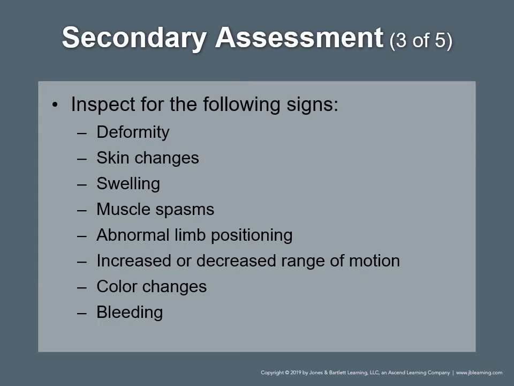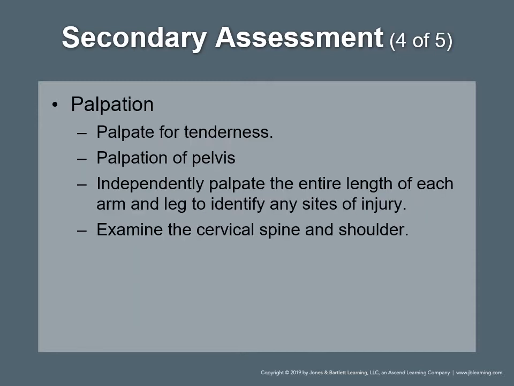Inspect for the following signs: deformity, skin changes, swelling, muscle spasms, abnormal limb positioning, increased or decreased range of motion, color changes, and bleeding. Palpation: palpate for tenderness. It may be the only significant sign of underlying musculoskeletal injury. Palpate regions above and below the injury site.